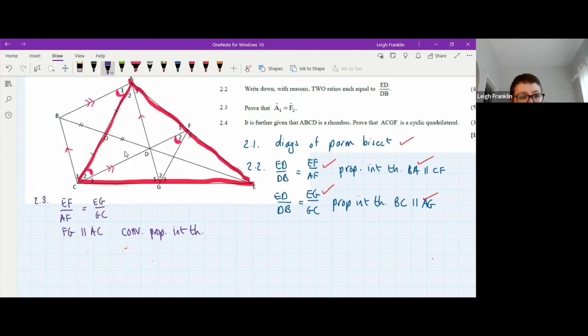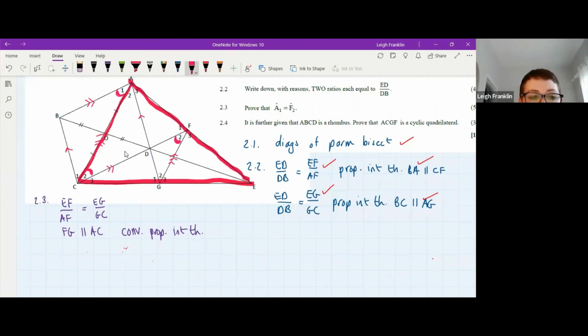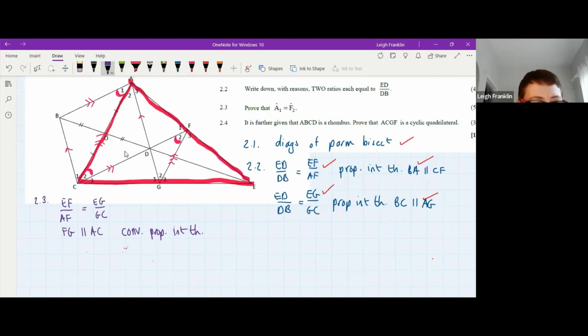Okay, so now that FG and AC are parallel, now what can we say about C2 and F2? We can say that they're equal. The angles are equal to one another, absolutely. And they're equal because they are what sort of angles? Alternate angles. Lovely, well done. Okay, so that means that C2 equals F2 because of alternate angles, and that's because FG was parallel to AC. We're almost there.